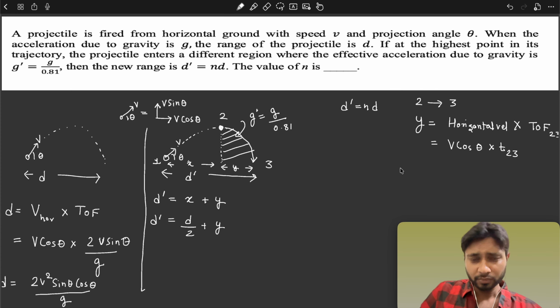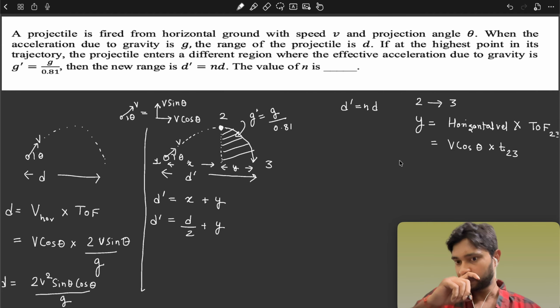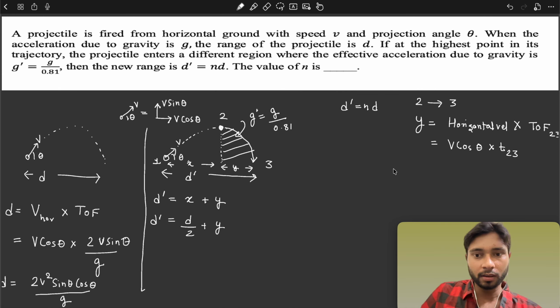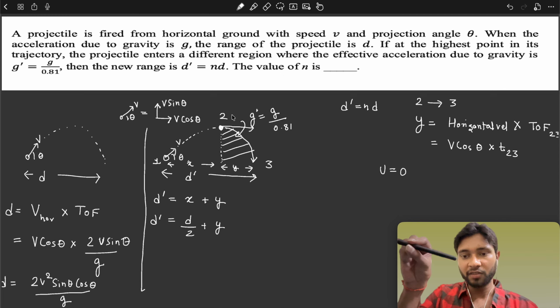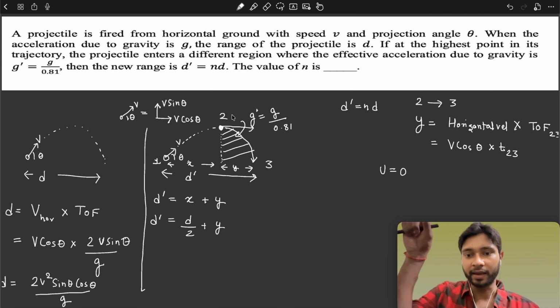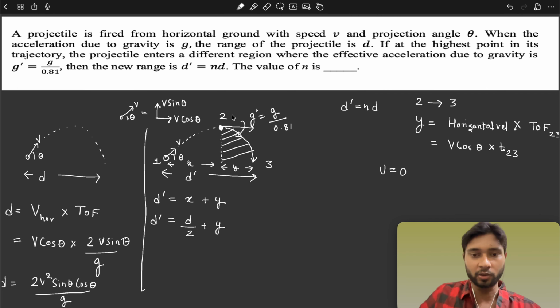How will we calculate t23? T23 is the time of flight, which we can calculate using the vertical motion. From 2 to 3 in the vertical direction, the initial velocity is 0, because this is the highest point and there is only velocity in the horizontal direction. If there were velocity in the vertical direction, it would go higher. So at the highest point, vertical velocity is always 0. So in the y axis, u is 0.